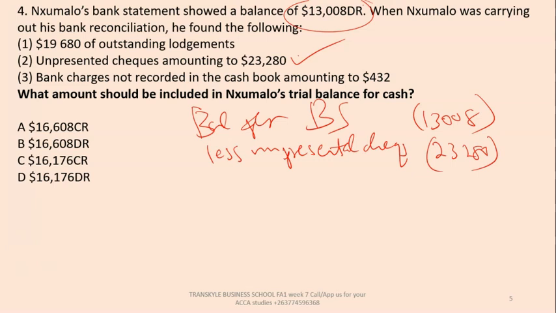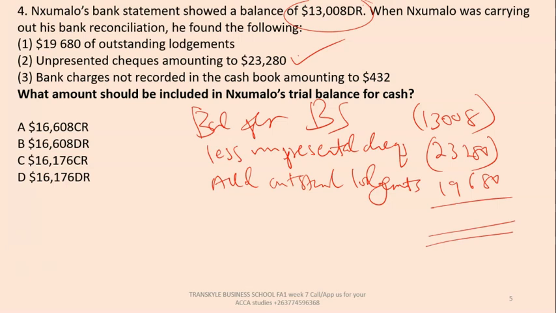23,208. Then add bank lodgments outstanding, and how much is that? 19,680. In the bank statement, only these two items appear. Then we come to the balance per cash book. To do your mathematics, you have to arrive at negative 16,608.